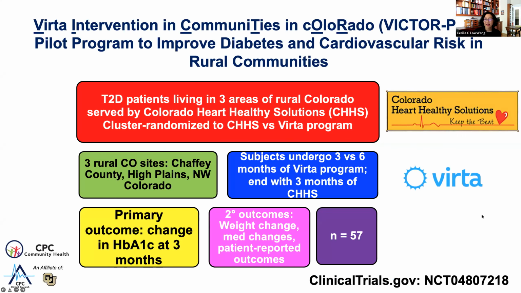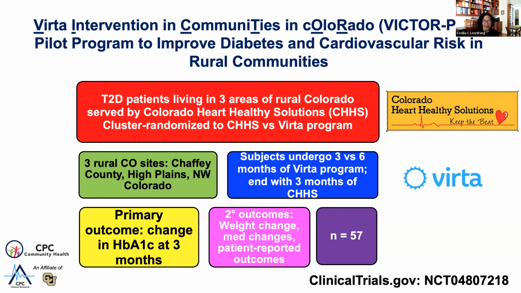So here's the trial itself in a nutshell. It involves patients with type 2 living in 3 areas of rural Colorado that are served by Colorado Heart Healthy Solutions, and we're cluster randomizing to CHHS versus Virta first. The 3 rural sites are Chaffee County, High Plains, and Northwest Colorado. People get cluster randomized to either starting with CHHS, staying in CHHS, or starting with Virta.